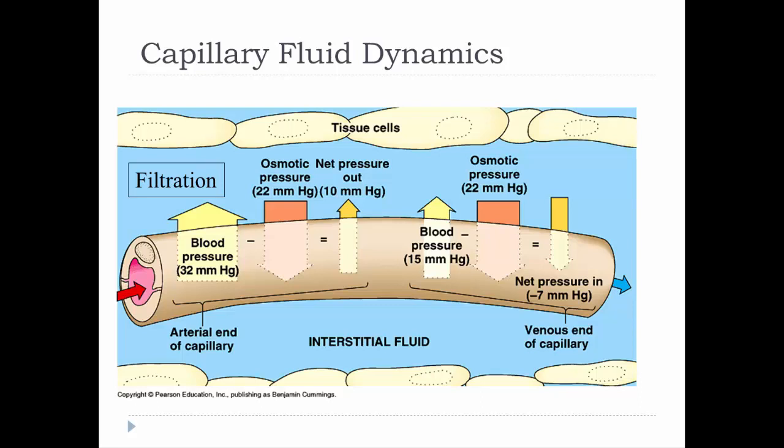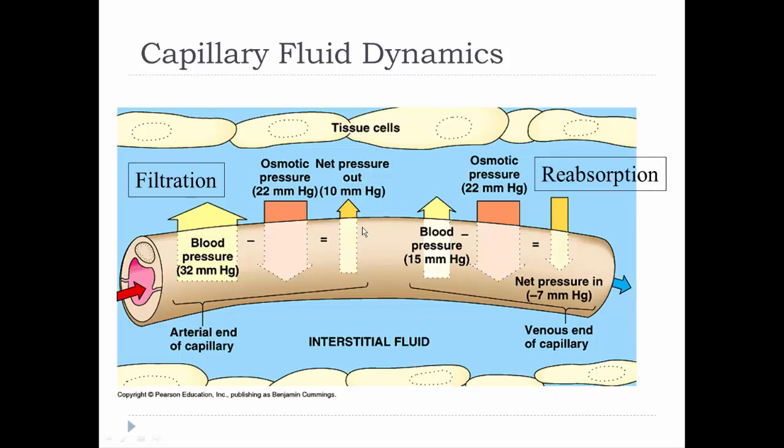At the venular end, then, we've got a different scenario because blood pressure has dropped since we're farther away from the heart. So now blood pressure is only 15 millimeters of mercury. We still have the same plasma proteins in the blood causing the osmotic pressure. So that osmotic pressure is still at 22 millimeters of mercury. So now who wins? Well, osmotic pressure does because it's bigger. So therefore there's a net movement of fluid in. So the net pressure is minus 7. That is, fluid moves back into the capillary, and that's referred to as reabsorption.